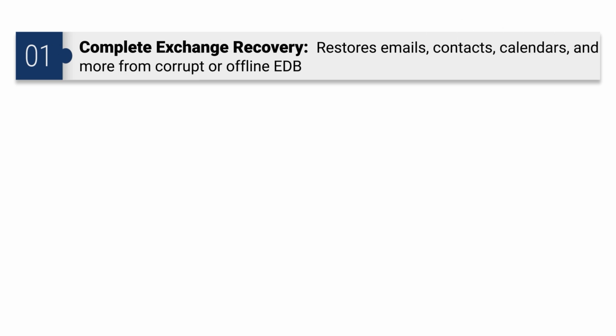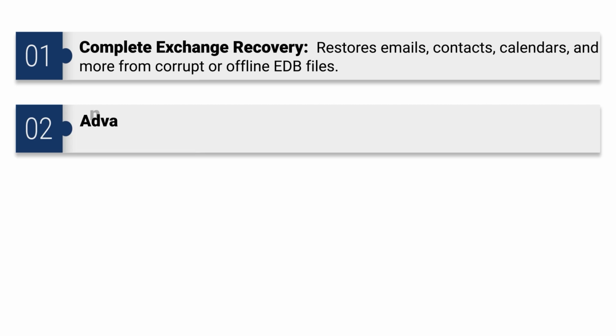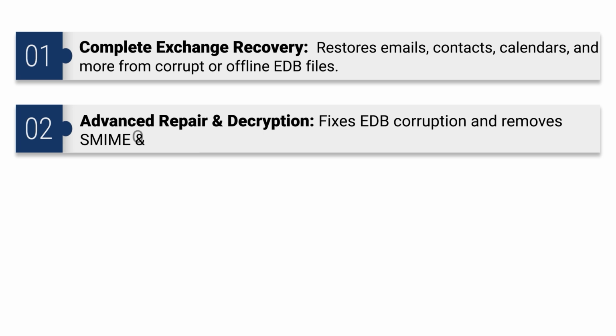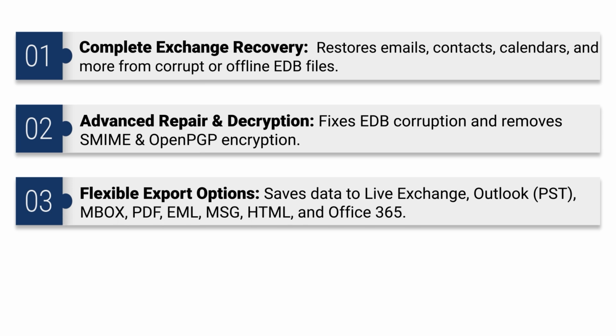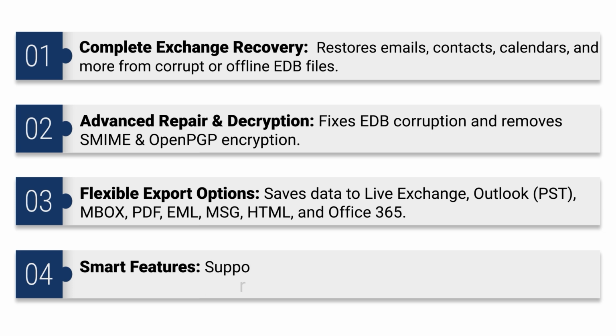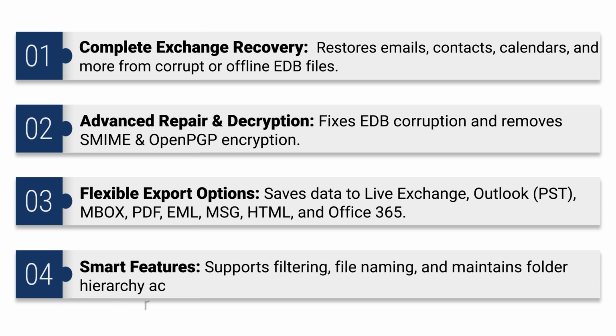Complete Exchange Recovery restores emails, contacts, calendars, and more from corrupt or offline EDB files. Advanced Repair and Decryption fixes EDB corruption and removes SMIME and OpenPGP encryption. Flexible Export Options saves data to Live Exchange, Outlook PST, Mailbox, PDF, EML, MSG, HTML, and Office 365. Smart Features supports filtering, file naming, and maintains folder hierarchy across Exchange versions.